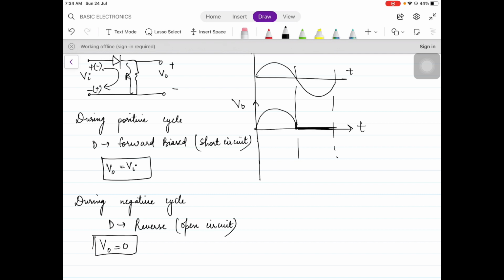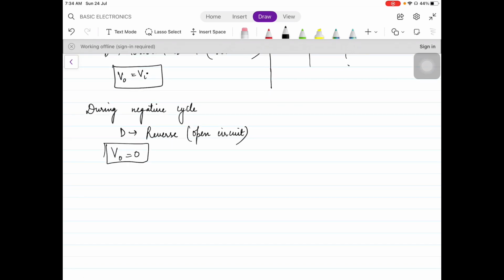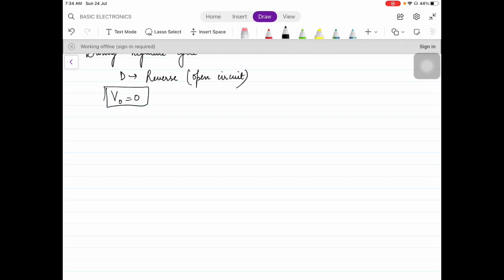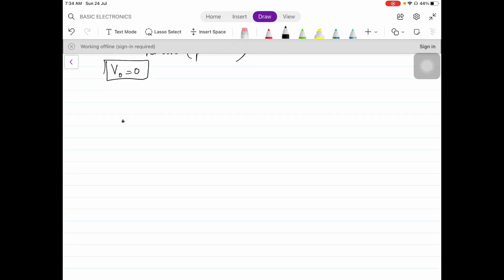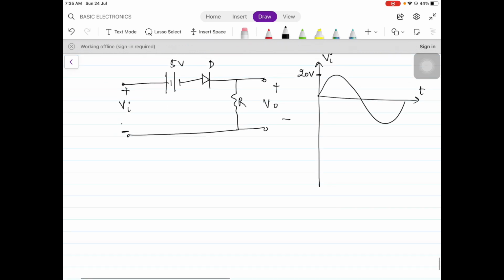Now I'll show you a very important clipper, that is biased clipper. The questions that usually come in the exam, but the method is going to be the same with a little change, because this time when we are talking about bias clipper, we will be including battery in the circuit. So let's see a question. This is 5-volt battery. Let's draw the input waveform. This is given 20 volt maximum value. Okay, so now let us start.